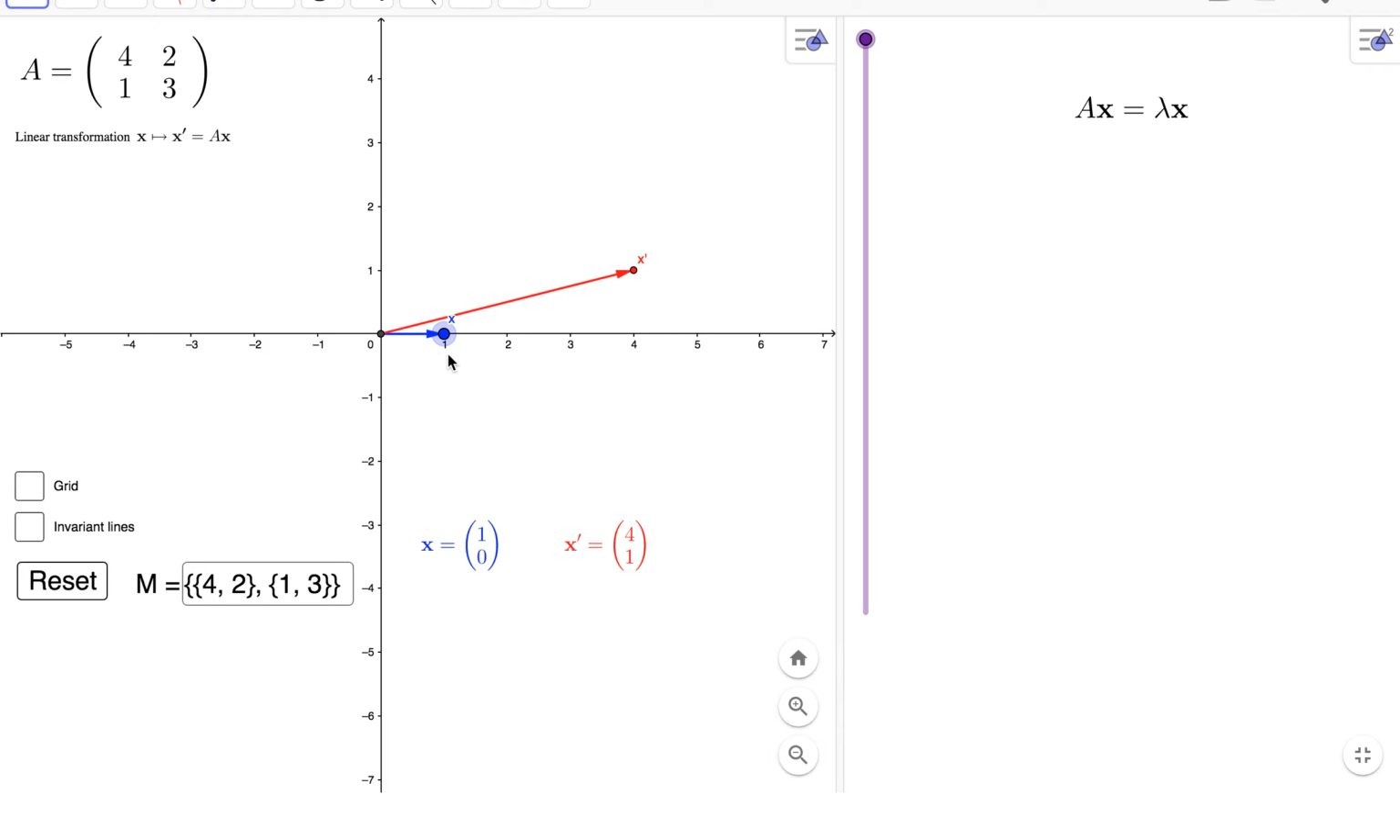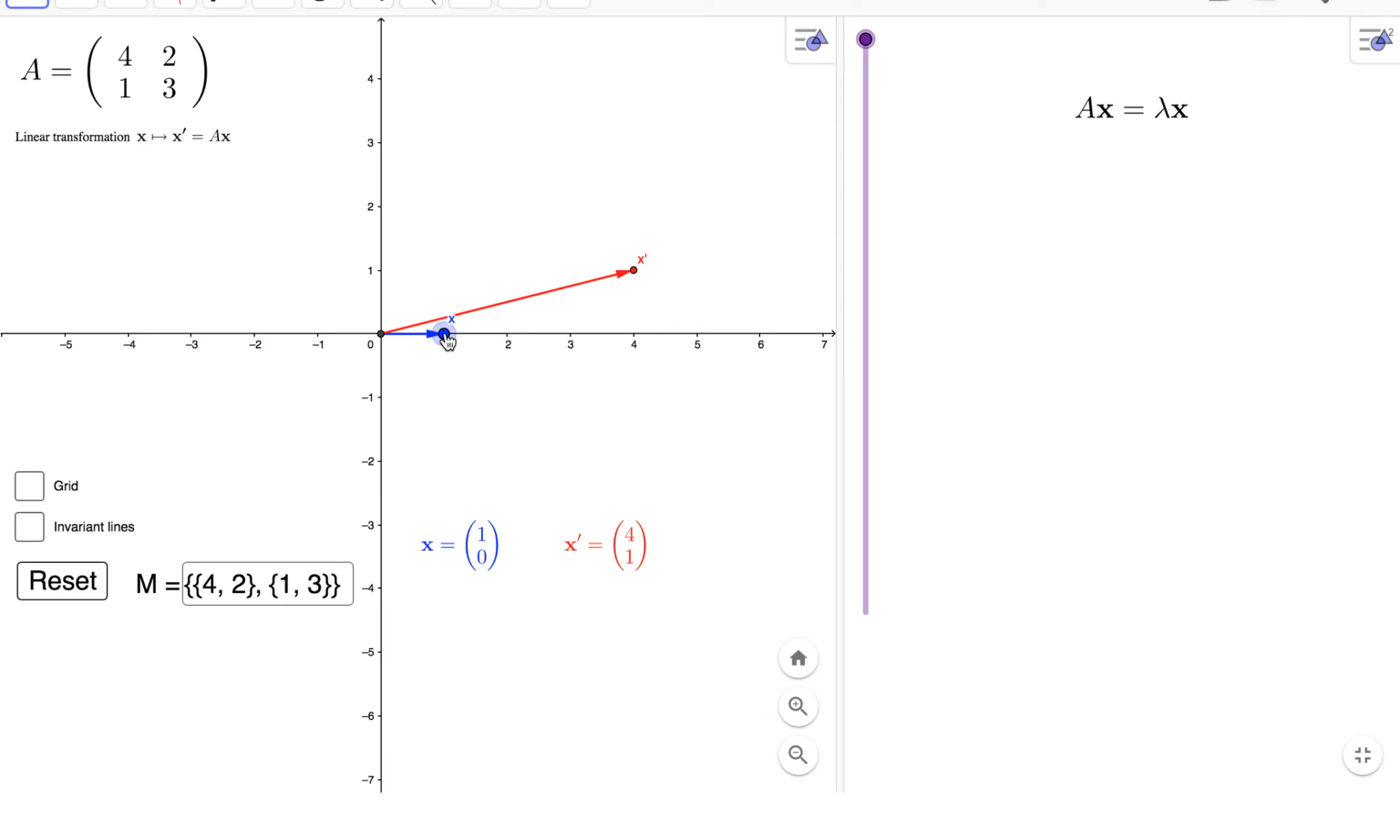So here I am considering a 2 by 2 matrix. It's the matrix 4, 2, 1, 3. And associated with that is a linear transformation, for which this is the matrix that represents it. So the linear transformation is: vector x in the plane maps into a new vector equal to A times x. For example, if the input vector is 1, 0, then the output vector is 1 times the first column of A plus 0 times the second column of A, so that's just the first column of A, which is 4, 1. So here we see the blue input vector and the red output vector.